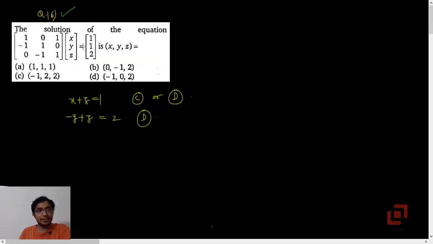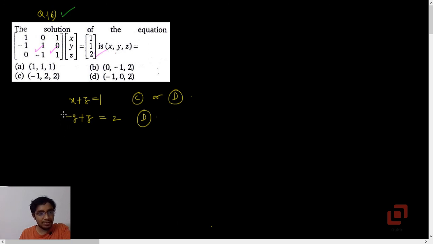Question number 16. The solution of the equation [1 0 1; -1 1 0; 0 -1 1] [x y z] = [1 1 2] is x, y, z, and we need to find the ordered triplet x, y, z. Do not use the reduction method or inversion method, just check the options. What is the third row telling us? Minus y plus z equal to 2.